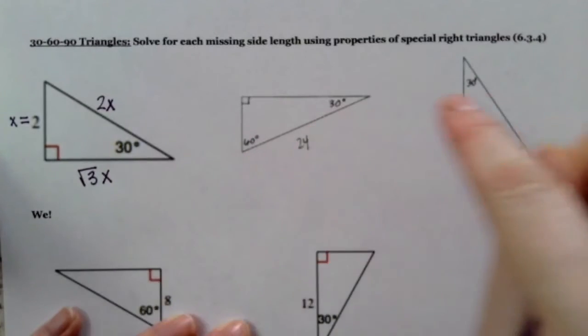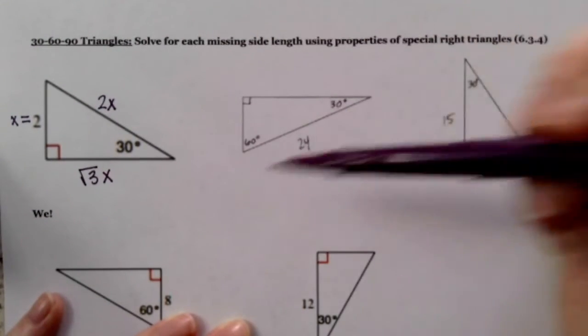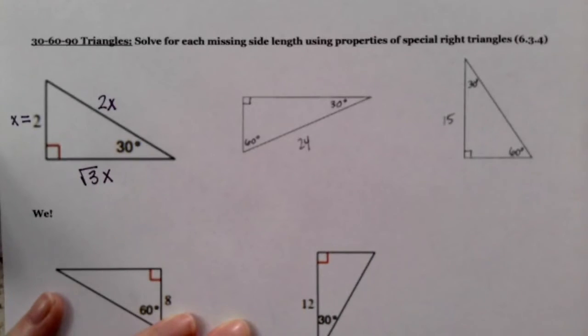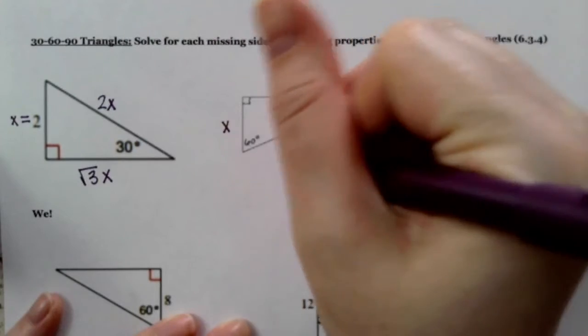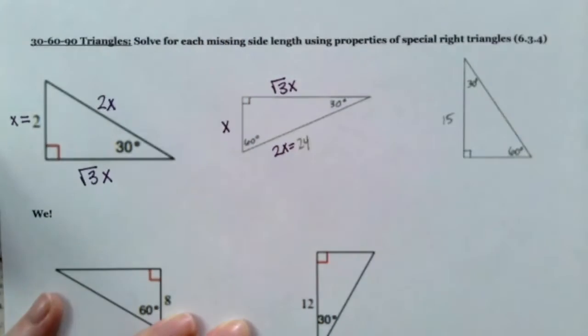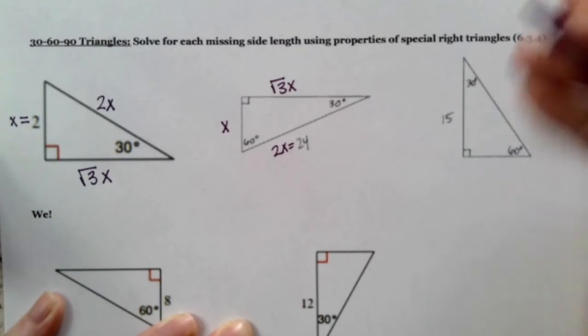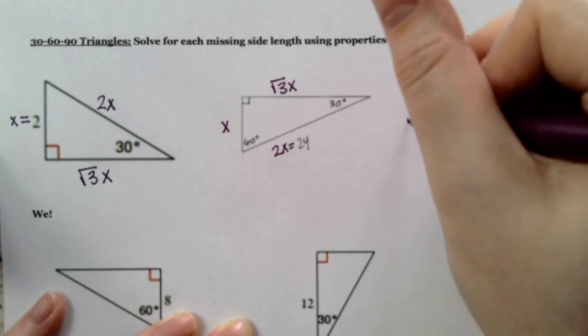And sometimes if I'm doing a lot of problems at once, I'll go through and label all of them just so I am in the habit of doing it right at once and I don't have to rethink about it. So over here across from the 30, x, 2x, square root of 3x. Over here, across from 30 is x, across from the right angle is 2x, and across from the 60 is the square root of 3x.